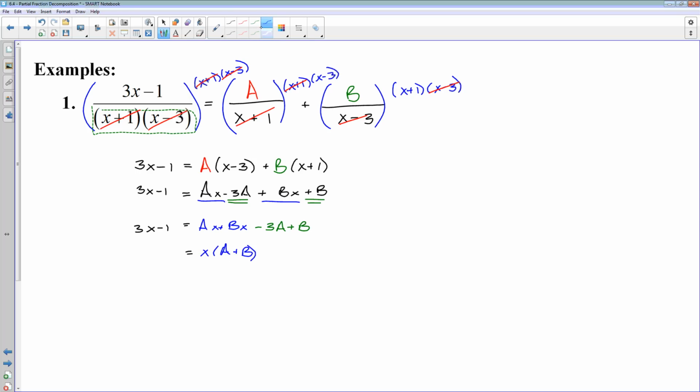And then the green one, there's nothing you can factor out. We'll just leave that as it is. You only need to factor out x's. So that gives me 3x minus 1 equals all of this stuff.